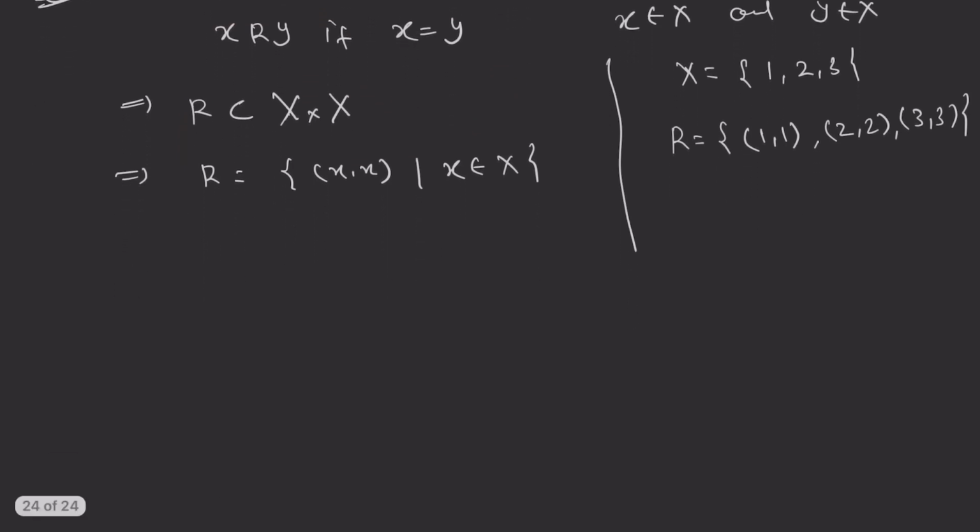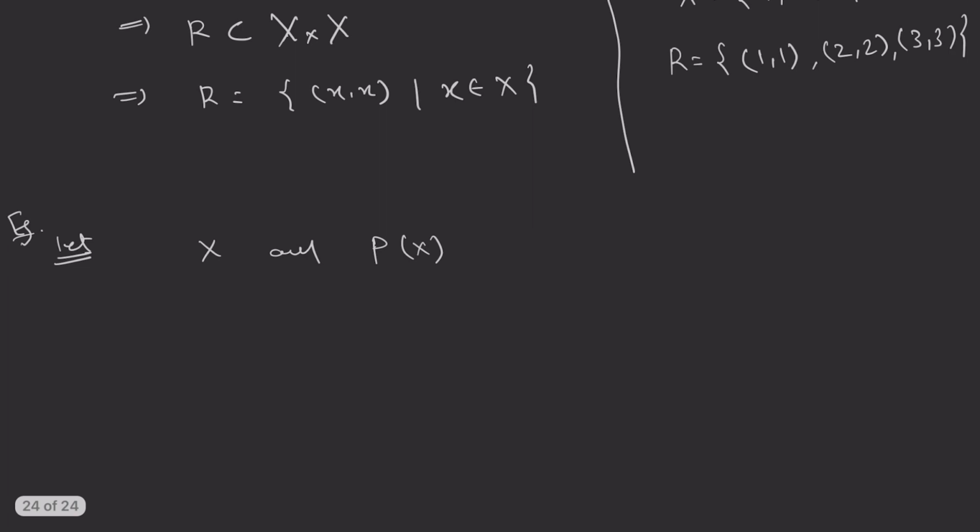Now we'll see some more examples. Let X be a set and P(X) its power set. Okay, now I want to define relation between elements of X and elements of the power set. पावर सेट के एलिमेंट्स कैसे होंगे? सबसेट ऑफ X. Okay, so I'll just name it A. Okay, so x related to A if x belongs to A.